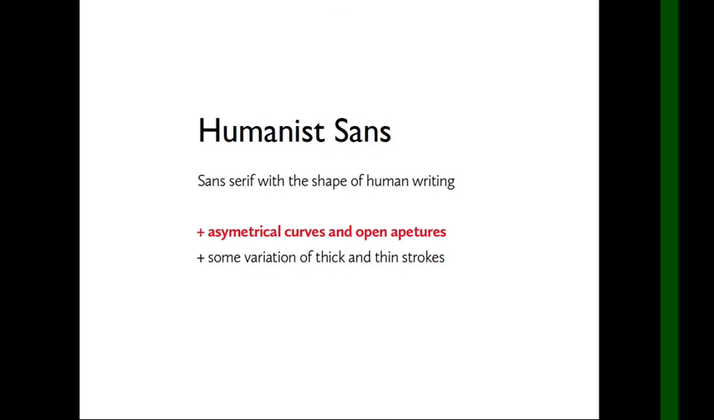Humanist sans serif. This is a sans serif with the shape of human writing. So it has very asymmetrical curves. The curves tend to not be the same from left to right. And it has very open apertures. There can and often are some variation of thick and thin strokes in a humanist, but it isn't necessarily so.